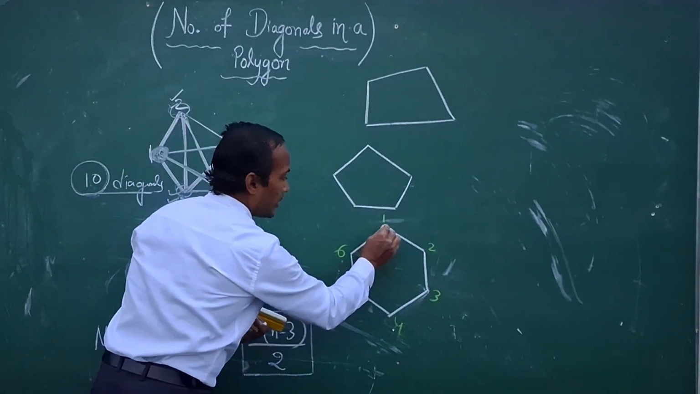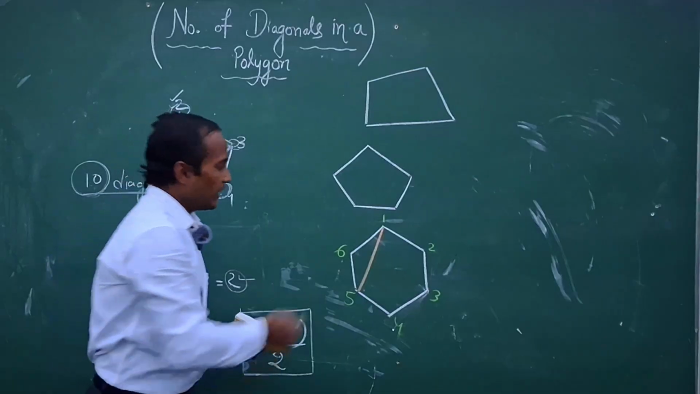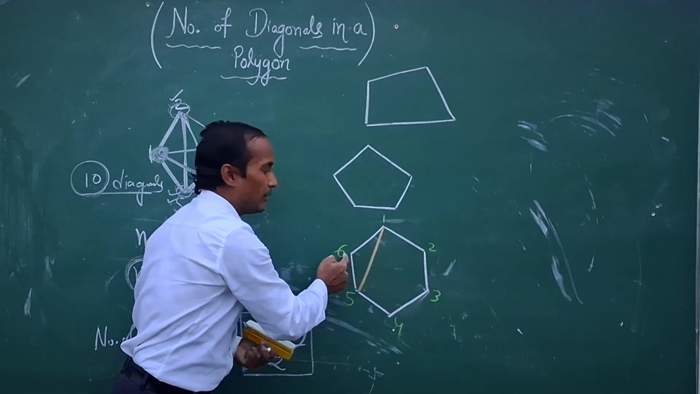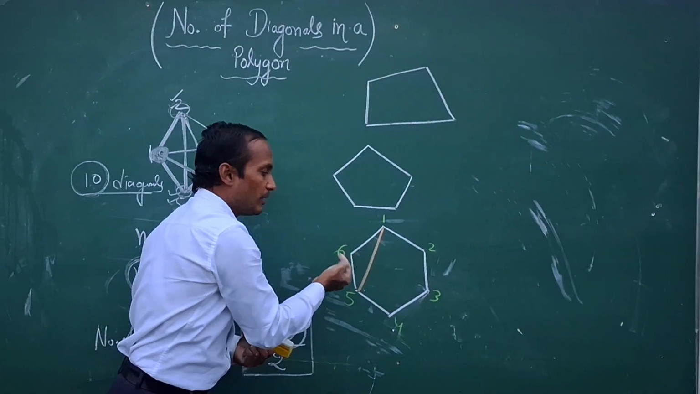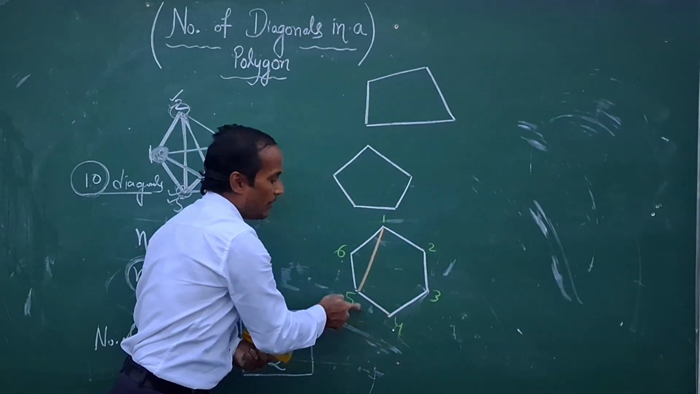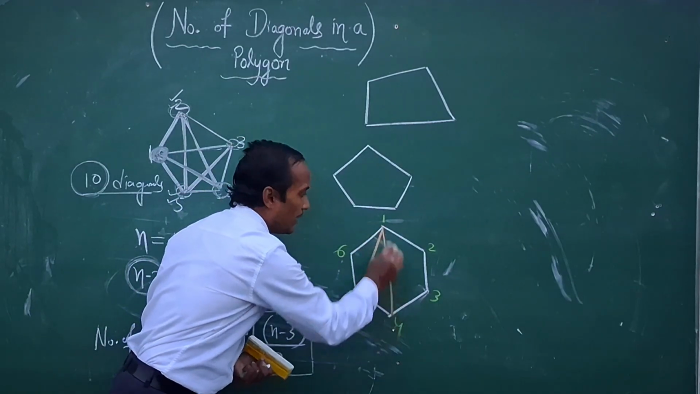From vertex number 1, how many diagonals can I draw? Now you can tell me clearly. For vertex number 1, 6 and 2 are adjacent vertices. You cannot draw diagonals to adjacent vertices. Non-adjacent vertices, how many non-adjacent vertices are there? 3, 4, 5 are non-adjacent vertices for vertex number 1. You can draw diagonals to them as I have drawn.